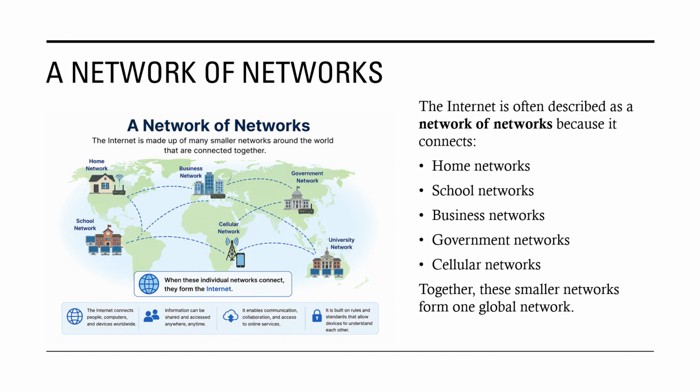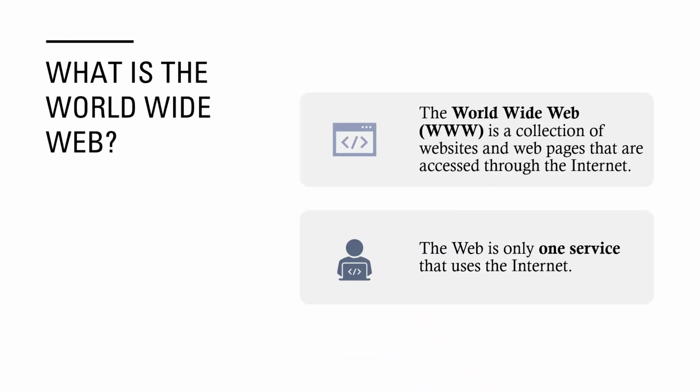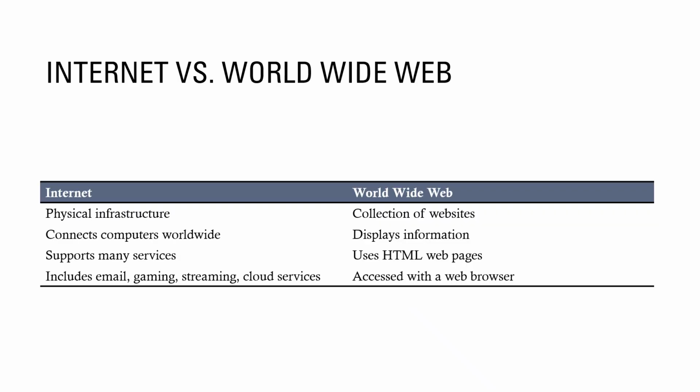So what is the World Wide Web? Often called the web, the World Wide Web is just a collection of websites and web pages that are accessed through the internet. Many people use the terms internet and World Wide Web interchangeably, but they are not the same thing. The internet is a global network that connects computers and devices, while the web is one of the many services that uses that network. Every time you visit a website or watch a video in your browser, you're using the web. So the internet and the web are related, but they're not the same thing.